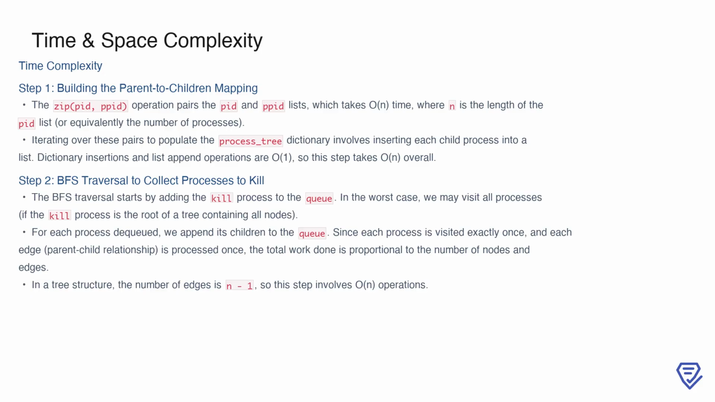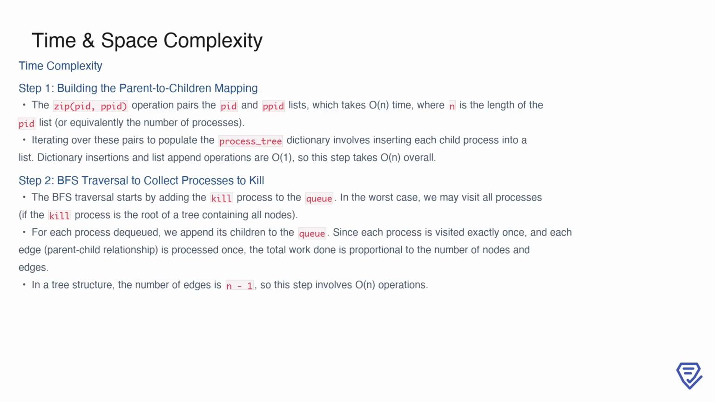Afterward, we iterate through these pairs to populate the process_tree dictionary. For each pair, we insert a child into the list of its parent, and since dictionary insertions and list appends are O(1) operations, the entire iteration also takes O(n).